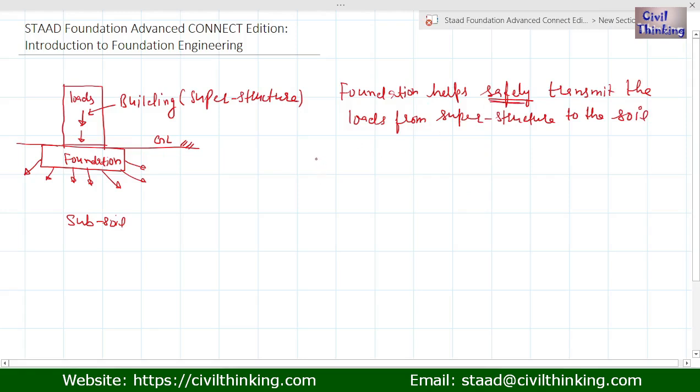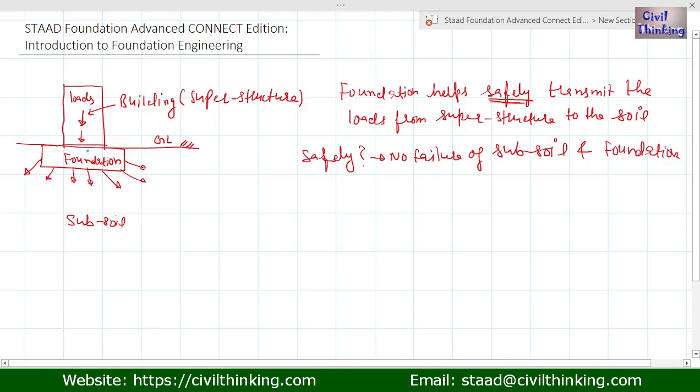So what do we mean by safely? Safely means the transmission of the loads from the superstructure to the subsoil is such that there is no failure. No failure of the foundation, and no failure of the subsoil. Safely means no failure of subsoil and foundation.